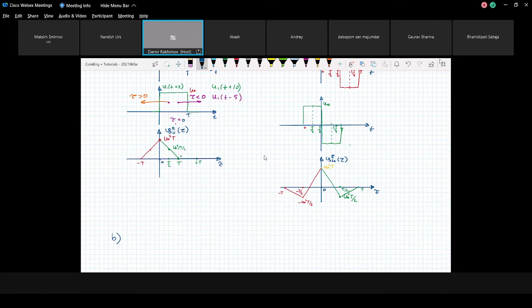So the next part is that we have to find the corresponding energy spectral densities. We have to find phi y1 superscript E of f and phi y2 superscript E of f. And I think we have a hint at this point.